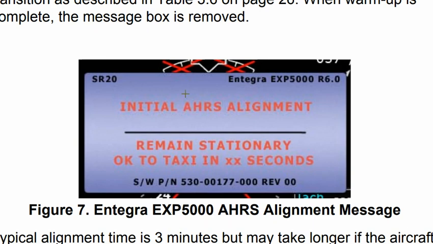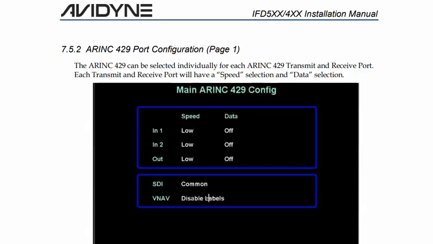So in this particular scenario, if this were really the PFD I were interfacing this thing with, on this page I would go ahead and leave this VNAV where it says disable labels. What that means is I'm not going to send out the vertical navigation information as it pertains to GPS.